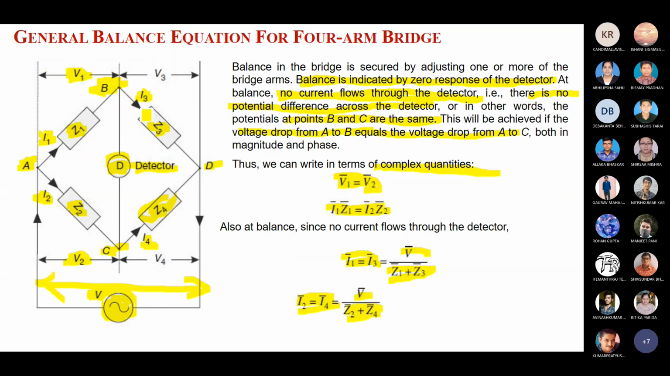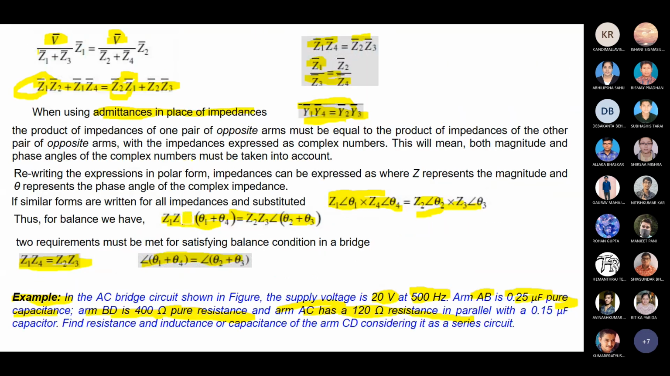BD is this arm, Z3. Z1 is given; you have to convert it, calculating the reactance value. Z here directly comes as XC, which is 1 by 2 pi F C. You have to replace the values. You know the frequency is 500, and C is 0.25 into 10 to the power minus 6. So that is your Z1.